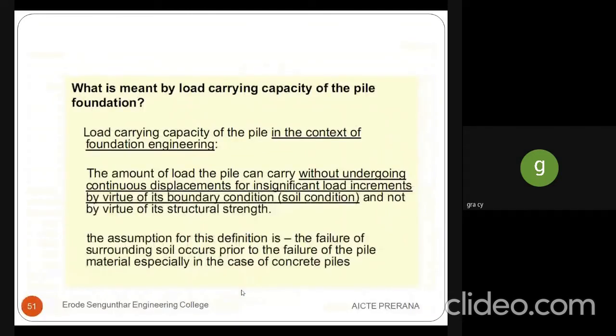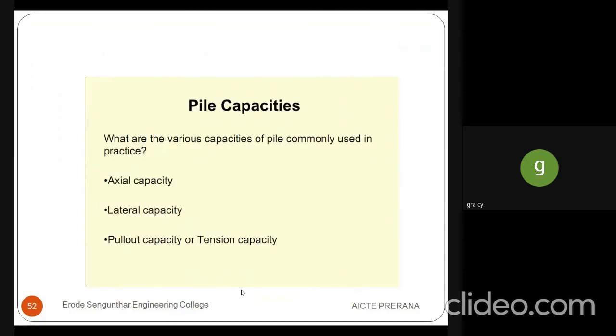What is meant by load carrying capacity of the pile foundation? In the context of foundation engineering, it is the amount of load the pile can carry without undergoing continuous displacement for insignificant load increments by virtue of its boundary condition and not by virtue of its structural strength. The assumption is that failure of the surrounding soil occurs prior to the failure of the pile material, especially in the case of concrete piles. Then we can see the pile capacities available: first is axial capacity, second is lateral capacity, and third is pull out capacity or tension capacity.